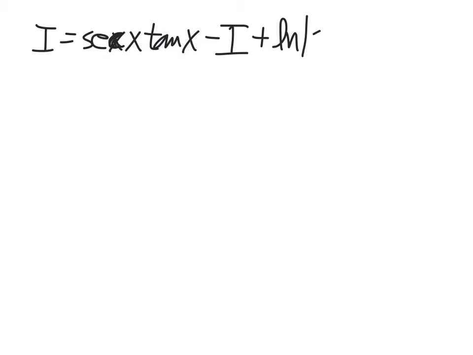So we'd have I equals secant x tangent x minus the integral of secant cubed x, which we're calling I, and then plus the integral of secant x dx, which we found was this. And of course, somewhere along the line we're going to put in the plus c, that constant after integration.